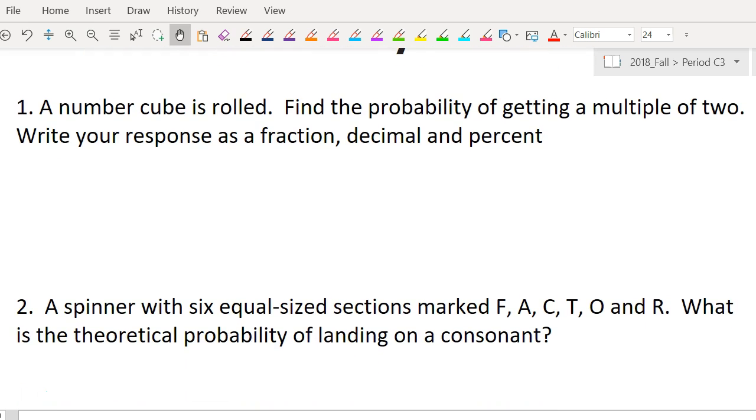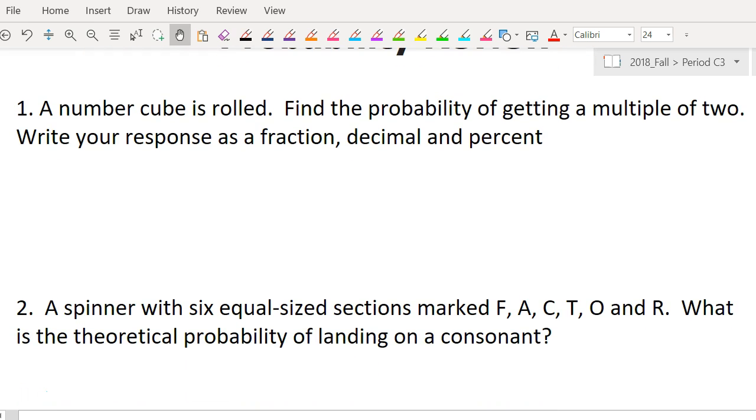Okay, number one, a number cube is rolled. Now that's the same thing as a dice, exactly. How many sides? 6. Okay, find the probability of getting a multiple of 2. What are multiples of 2? 2, 4, 6. It's the same thing as even, isn't it? Yeah. So that's 3 out of 6.